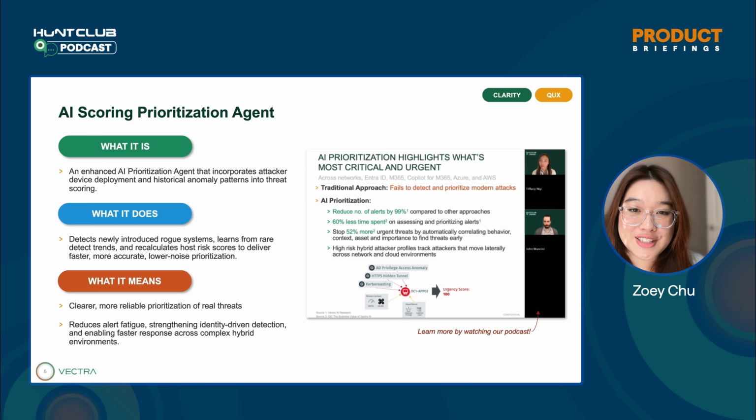For more information on the AI agents that are behind our Vectra AI platform, please check out our podcast that I'll link in the description below. But that's our AI scoring prioritization agent, which is now available on the Quadrant UX.